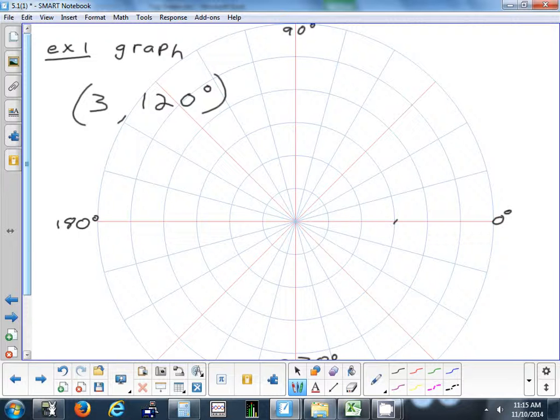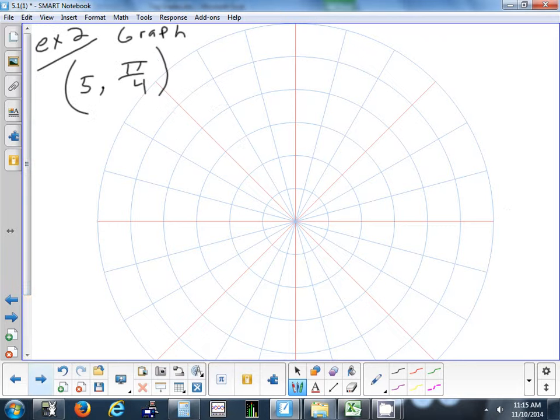Okay. Each one of these lines is 15 degrees. So 15, 30, 45, 60, 75, 90, and then 30 more. That's it. That's your point 3, 120. You don't draw with the angle. Nope, we're plotting a point. Just like if I asked you to graph the point 2, 7. You just go right 2, up 7, put a dot. That's it. So we're not graphing an angle, just a point. Okay, any question on that?